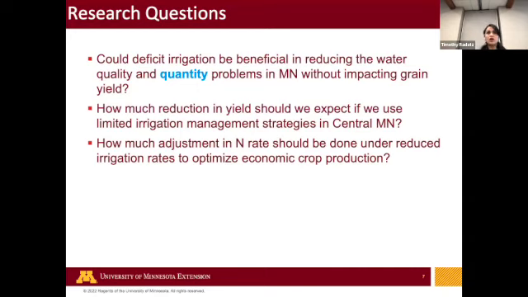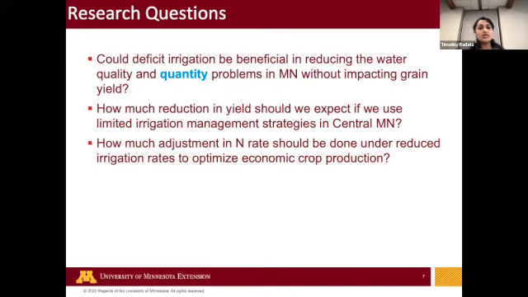Some research questions that we want answers for: could deficit or limited irrigation be beneficial in reducing the water quality and quantity problems in Minnesota? I highlighted quantity because quantity is not very prevalent in the state at this point, but as you see, last year was a drought year. We had some issues with the well water levels. So this could be something we have to put our effort on. We have to see how we can best manage the availability of the water resources that we have, along with the water quality problems that we are facing right now. So we cannot just leave the quantity part out. I know there are no problems of quantity, but there could be some problems in the coming years, as we expect.